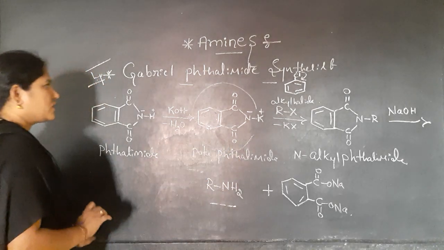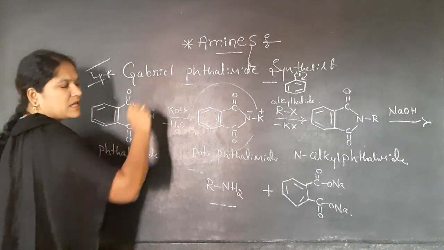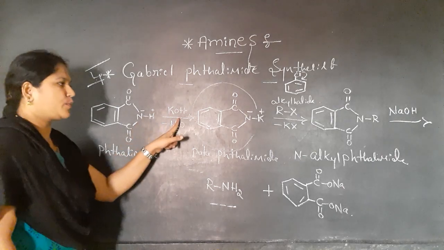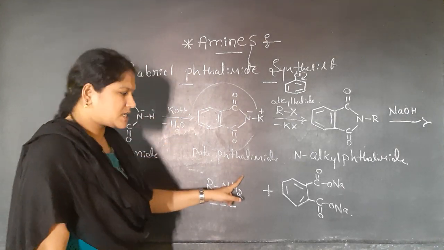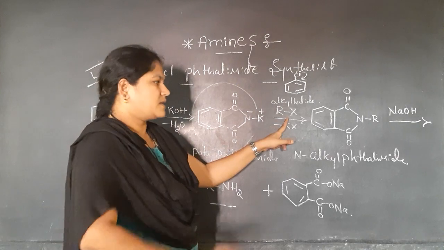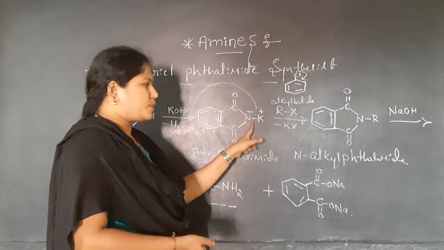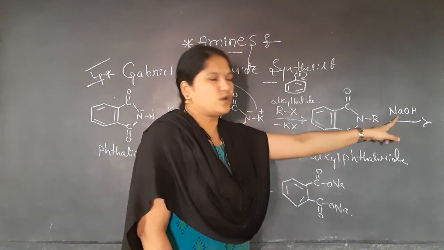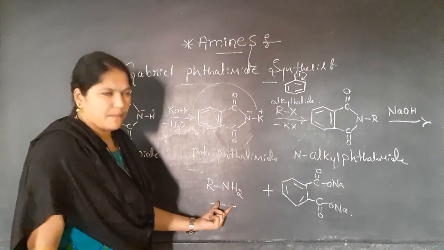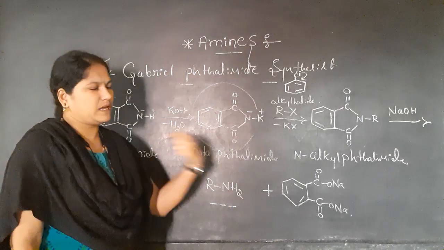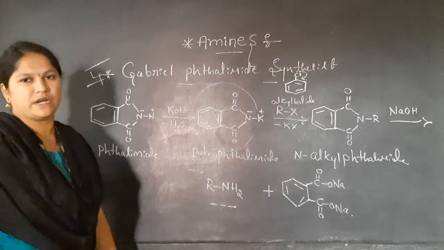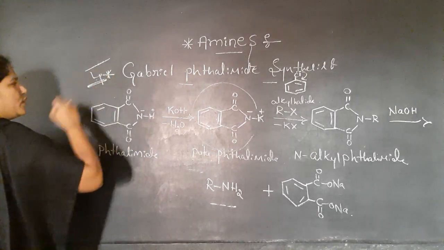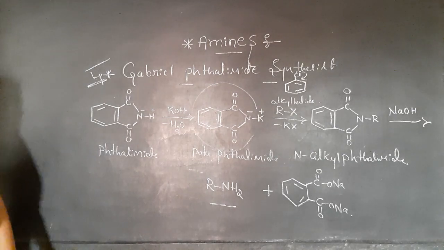And once again I would like to repeat the process involved in the Gabriel phthalimide synthesis. The phthalimide is the initial reactant which is treated with potassium hydroxide. We are going to get the potassium salt of phthalimide, which is substituted by alkyl halide. The alkyl group is substituted with respect to the potassium. We are going to get N-alkyl phthalimide, which on alkaline hydrolysis gives primary amines, with the loss of sodium carbonate as a byproduct. Okay children, so this is a very important reaction for the board examination.